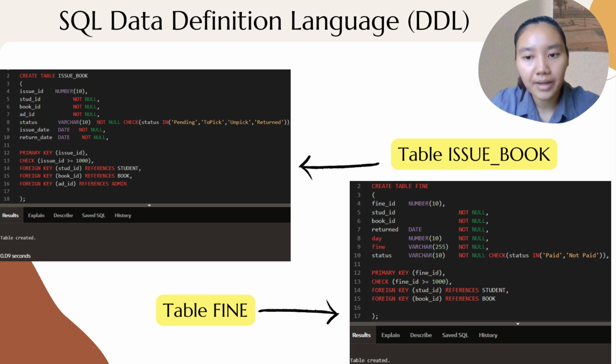Next, for the table fine, we create all the attributes into the table fine, and we check the status is paid or not paid, and the primary key is fine ID, and we check fine ID can be more than or equal to 1000. And the foreign key is student ID, referencing the student table, and foreign key book ID, referencing the book table.